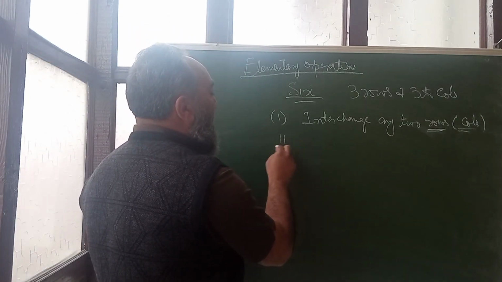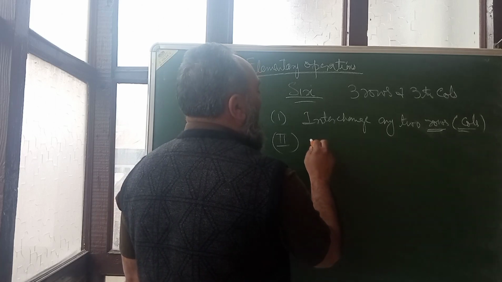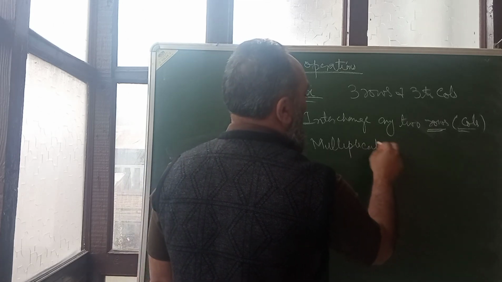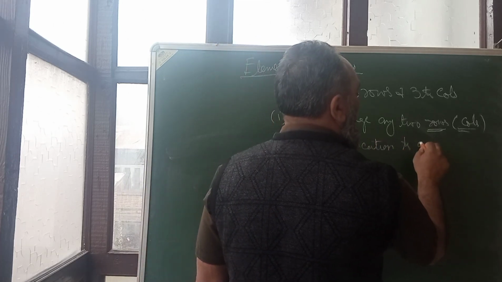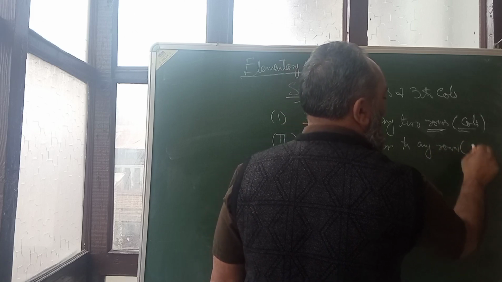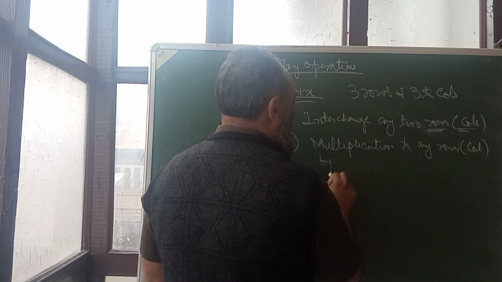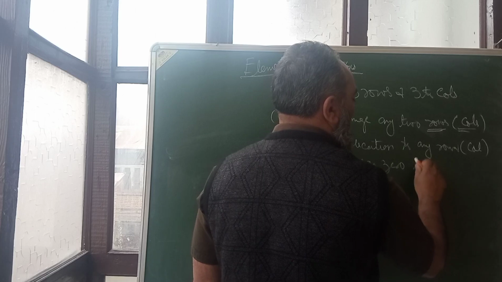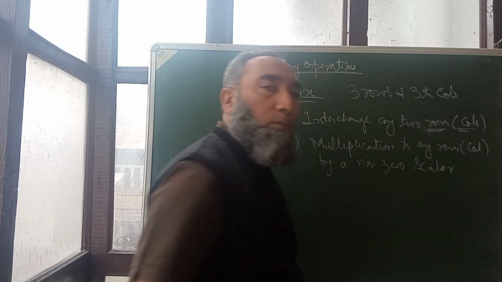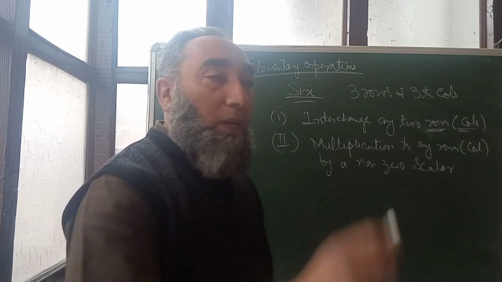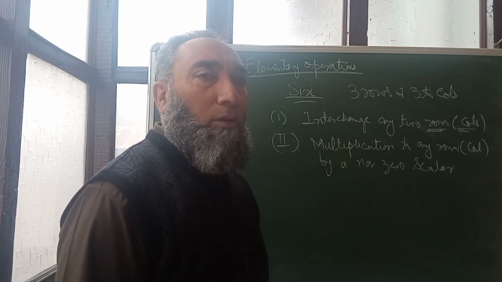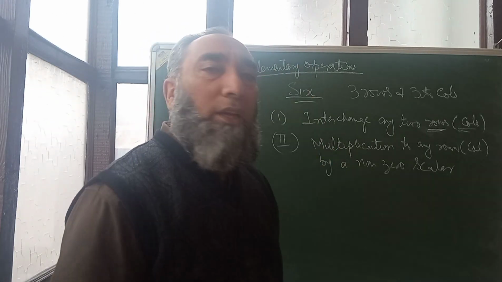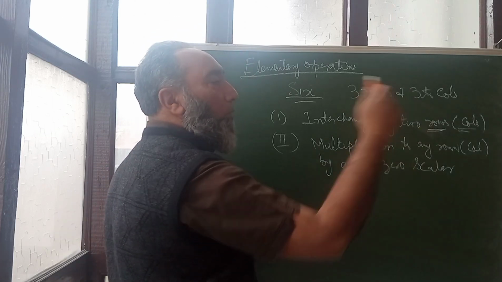Second is multiplication to any row or column, obviously, by a non-zero scalar. Say C1 plus lambda times C1, lambda times C2, column 2, lambda times column 3, lambda times column 4, or k times row 1, k times row 2, k times row 3. This is multiplication by some non-zero constant.